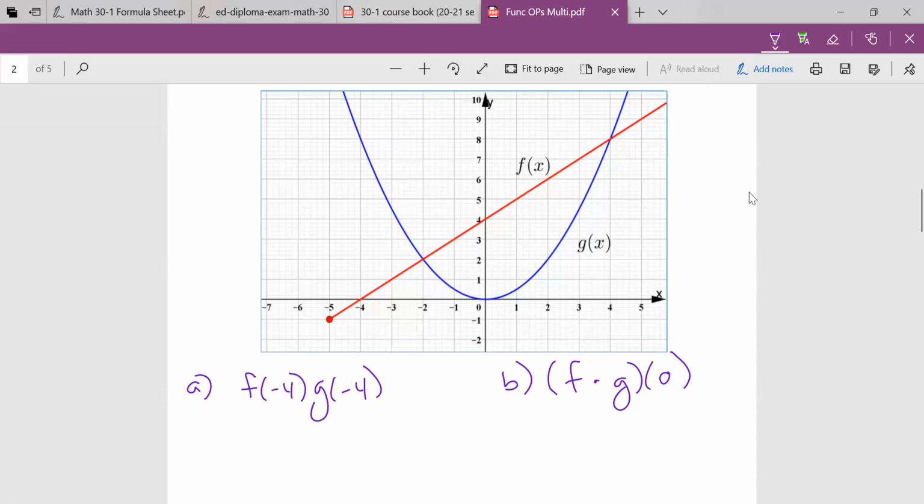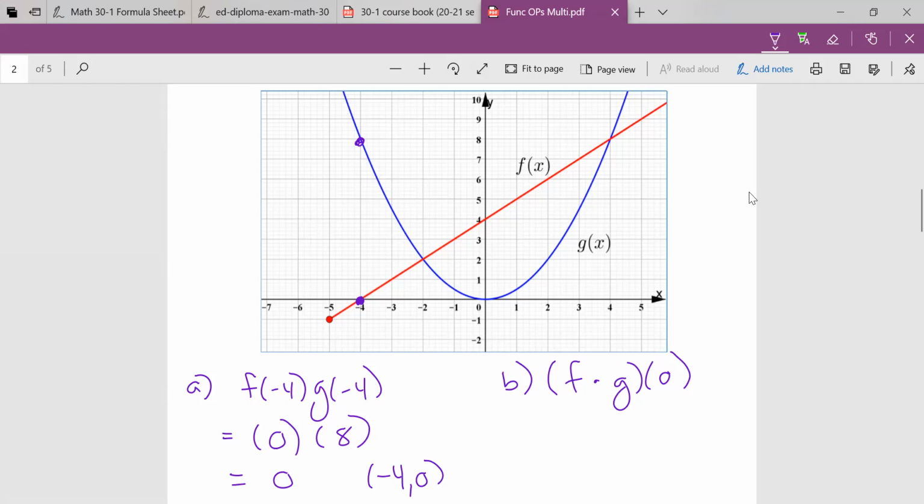Part A says f at -4 multiplied by g at -4. So what we do is we go to f, which is our linear function. Well, f at -4 is right there. So we multiply the y value, which is 0, times the y value of g, which is right there, and that's 8. And so we multiply those together, and that's 0. There we go. If we wanted to think of this as a coordinate pair, we just created a new coordinate pair. The input was -4 and the output was 0. That's it.